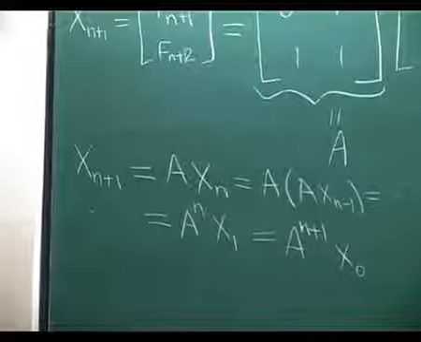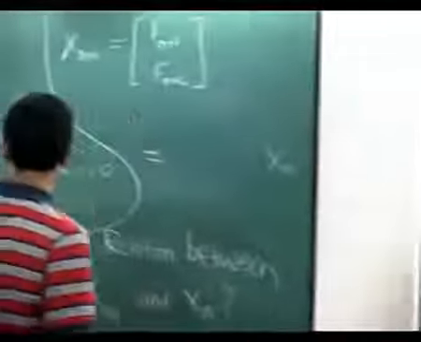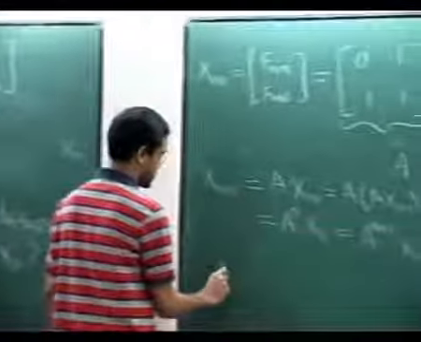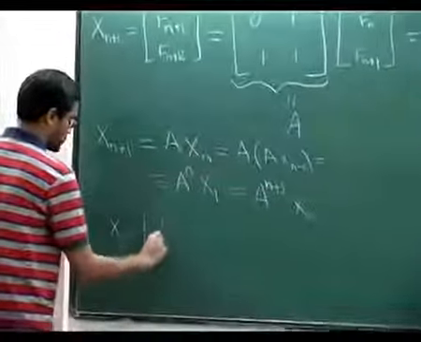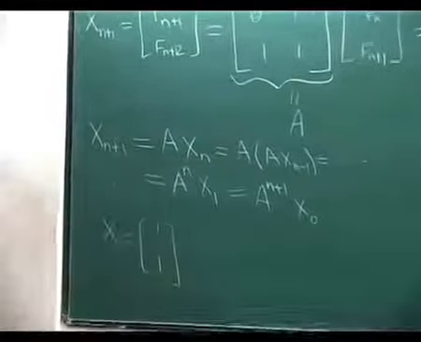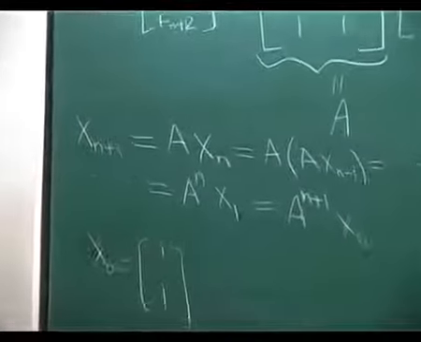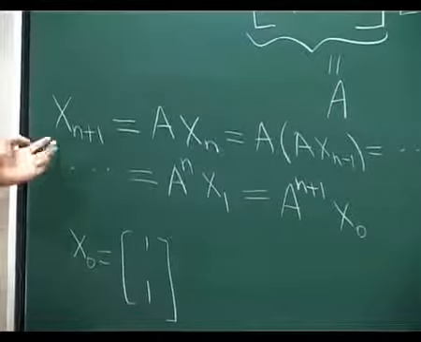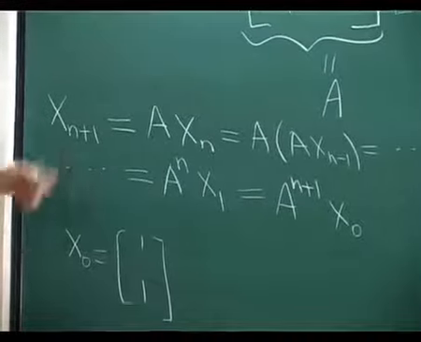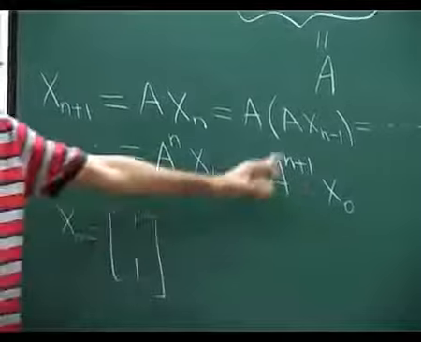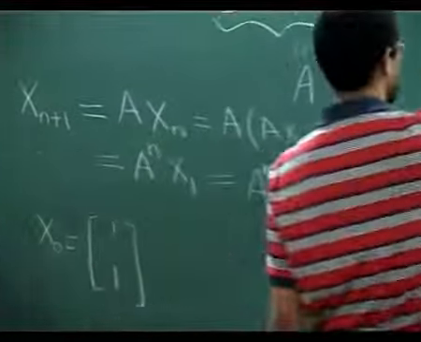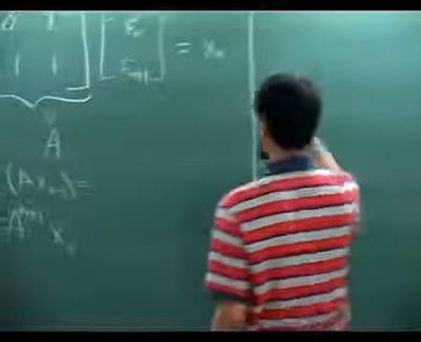And what is x naught? Sorry, what is xn? Xn is fn, fn plus 1. X naught in this case, remember, is f0, f1, so it is 1, 1, right? I wrote it out. This is x naught. So how do you compute xn plus 1, the vector? It is just given by A to the n plus 1 times this column vector. Okay, so this is at least a partial solution to the question.